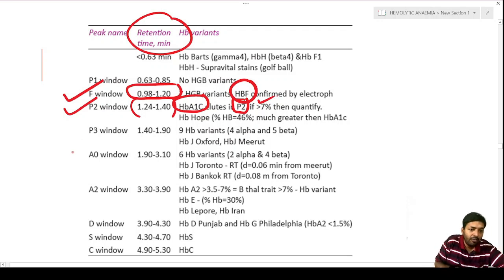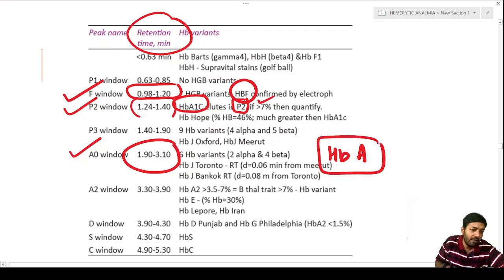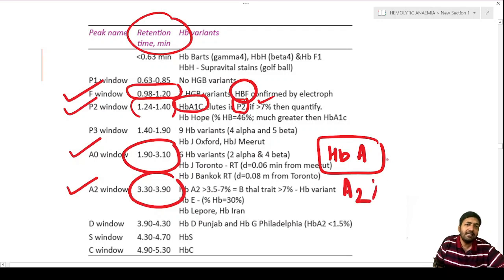Okay. Now we will see the A0 window, which is between 1.90 and 3.10. Over here, remember, the normal hemoglobin, that is the HbA, is eluting in this window normally. Always remember this point. After that comes the A2. The A2 retention time is 3.30 to 3.90. Normally it is less than 3%.